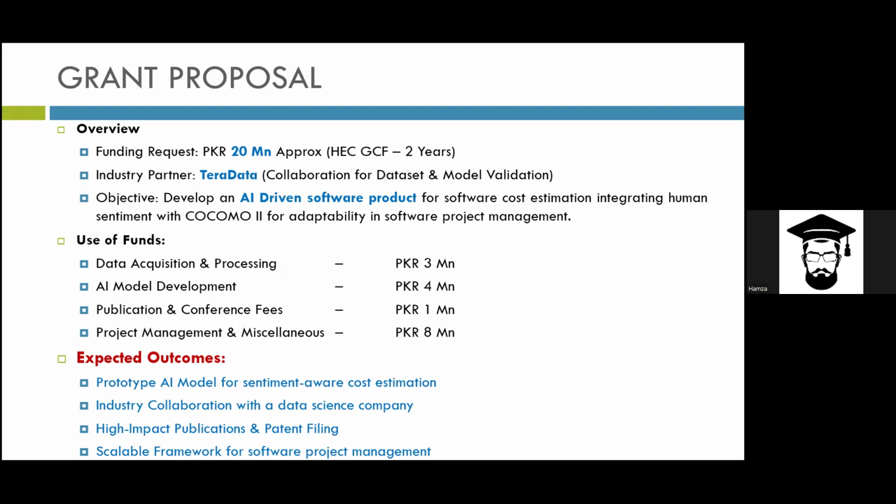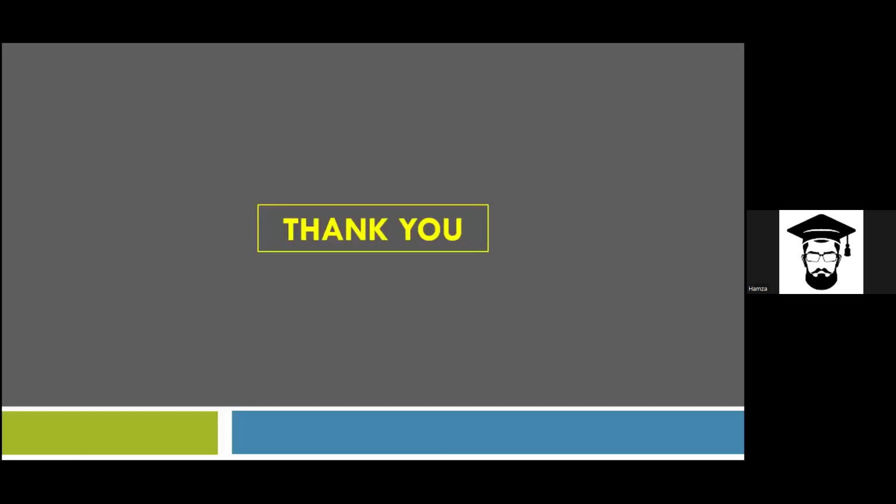an AI-driven software product. For the distribution of funds, I have a broad breakdown in which I foresee that once the 20% goes to the audit, the remaining funds can be divided between the data acquisition, processing, AI development model, publication, and further for the project management and miscellaneous tasks. And lastly, the expected outcomes of this would be prototyping the AI model for sentiment-aware cost estimation, industry collaboration, high impact publications, patent filing, and scalable framework for software project management. So that's all from my side.